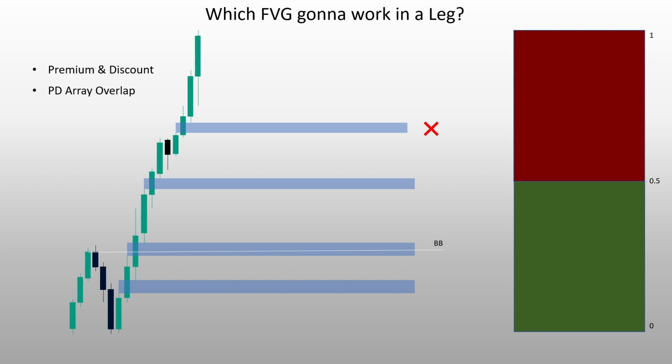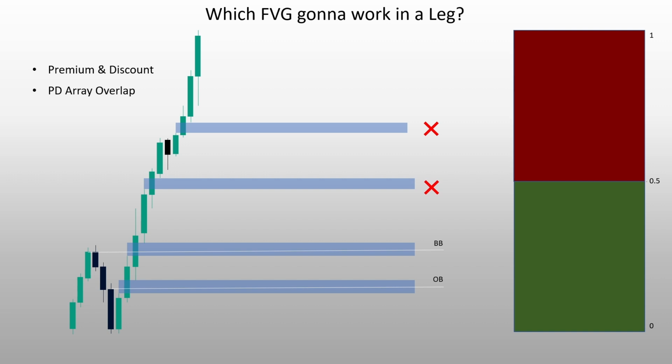What is a breaker block? After this, a video on order blocks will come, followed by a video on breaker blocks. Now, look here, we had an order block, and there was an overlap with this order block. But this fair value gap has no overlap, so we will cross this one out as well. We won't trade on this either.